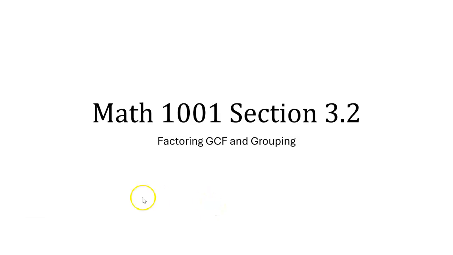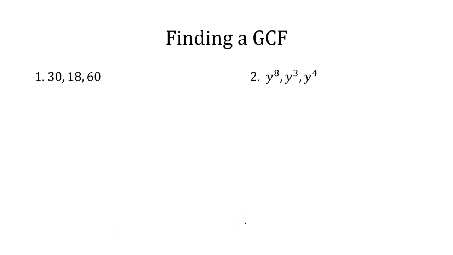In this video, we're going to look at factoring GCF and grouping. So when finding the GCF, you are looking for the largest number that can divide into both numbers or all three numbers. What is the largest number that can divide into them that they have in common?